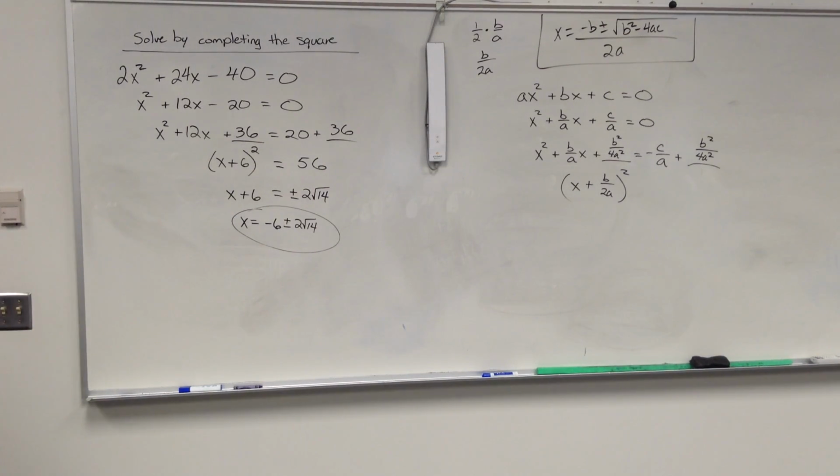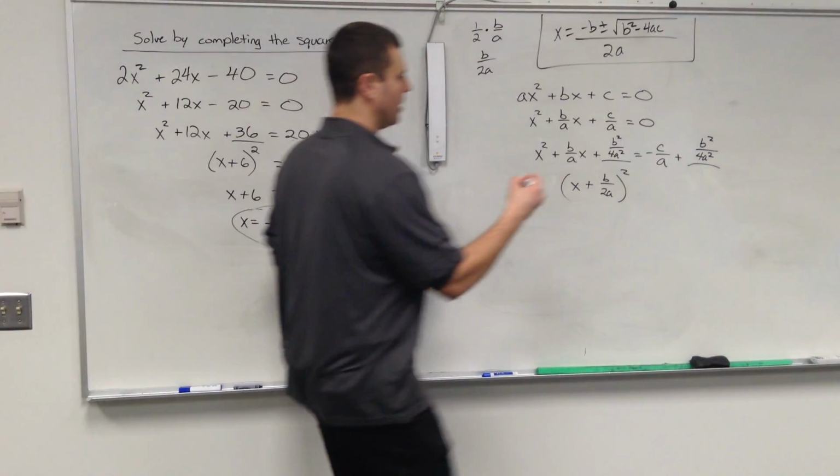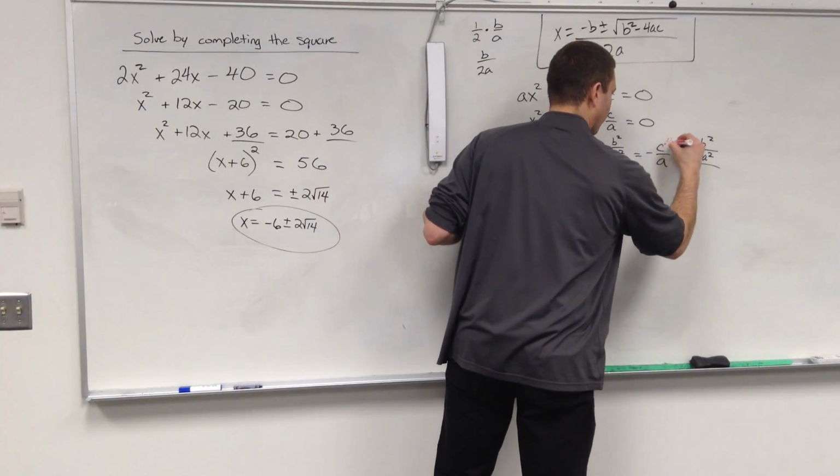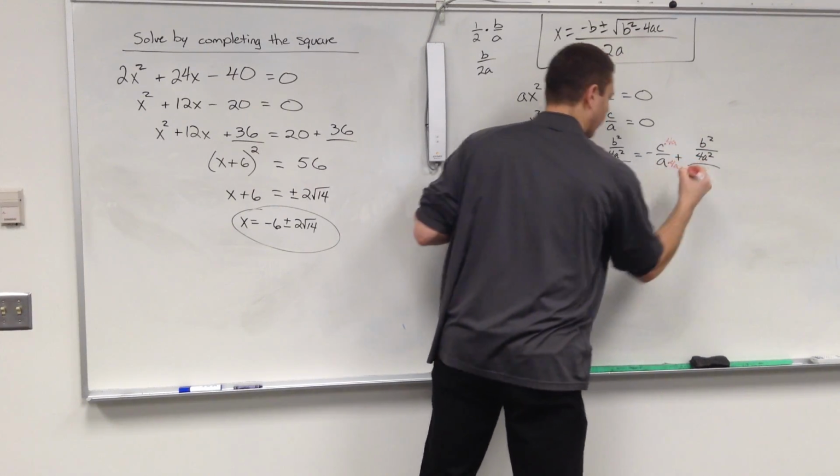And on the right side, I'm going to go ahead and combine those or add those together. But because they're fractions, I would need common denominators. So what would I need to do to that first fraction so it has the same denominator as the second one? 4a. Multiply it by 4a. So I'm going to multiply it by 4a on the top. I'm going to multiply it by 4a on the bottom.